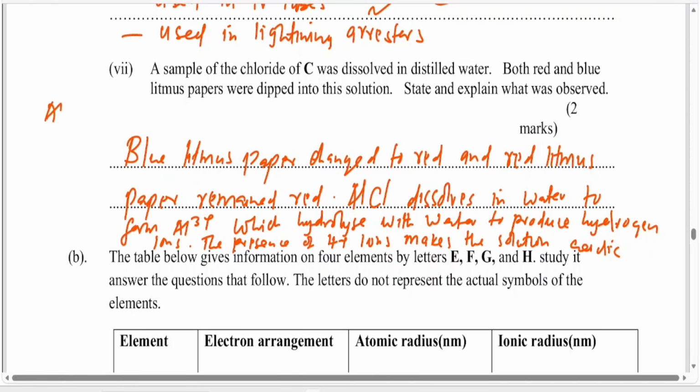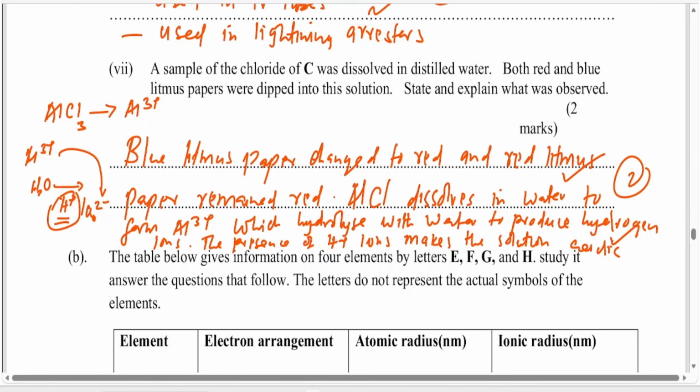So you need to understand that aluminium chloride, after it dissolves in water to form aluminium ions, it is these aluminium ions which pull or make water break down into hydrogen ions and oxide ions. The oxide ions are pulled by the aluminium ions, and hydrogen ions are left in the solution, making the solution acidic. So this explanation gives you 2 marks.